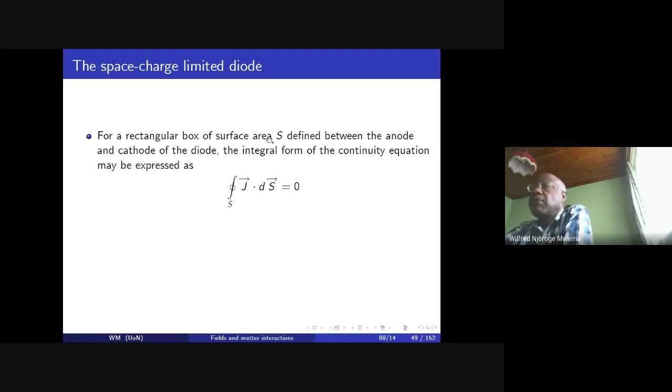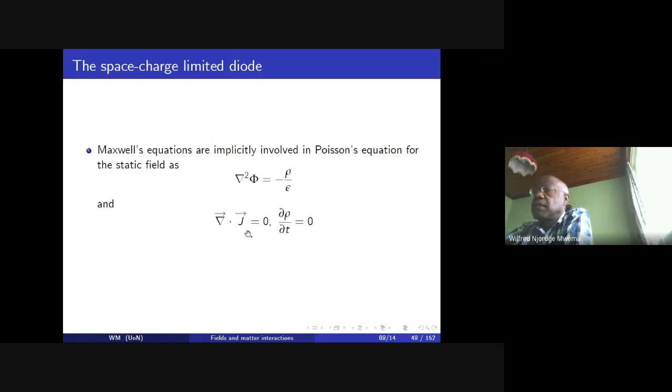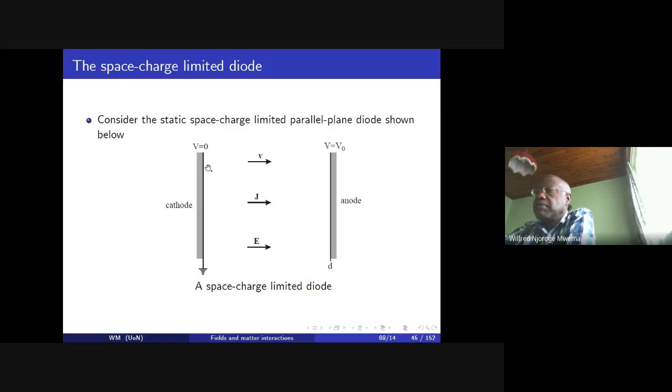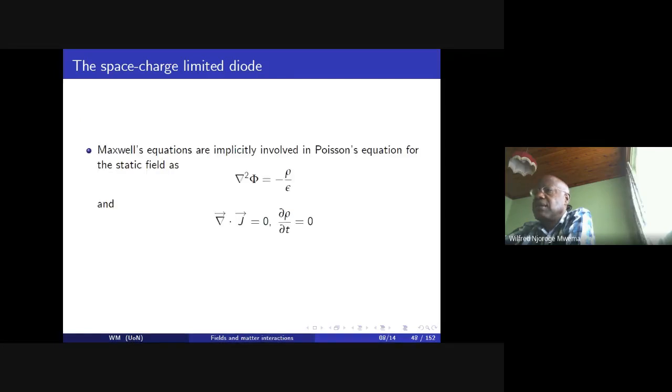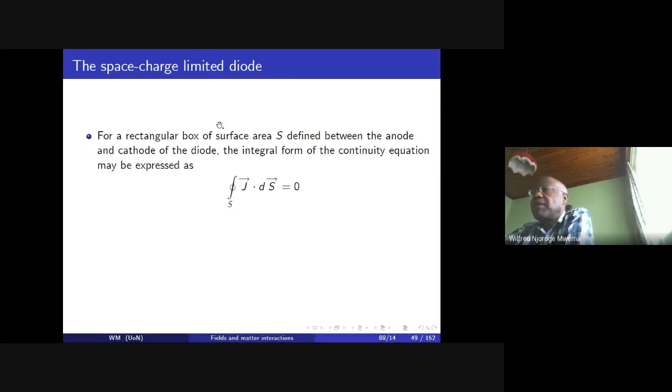So for a rectangular box, that is, we'll cut a box here along that, which is what we'll call a Gaussian volume, and then we try to solve the problem. So for a rectangular box with a surface area S that is defined between the anode and the cathode of the diode, the integral form of the continuity equation may be expressed as the closed surface integral of J dot dS, or out of the surface, is going to be equal to 0.